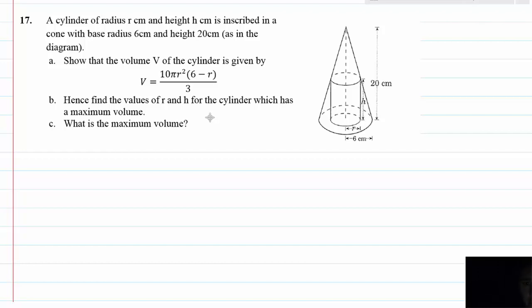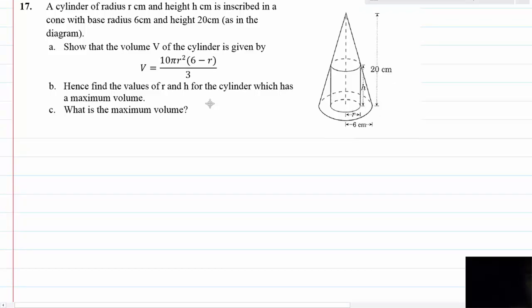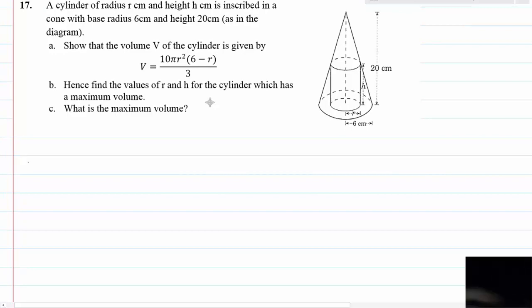Question 17. Now, I believe by doing part A, I might enable you to finish this question, so you're welcome to stop the video at any point and carry on with the question yourself. Otherwise, I'll try and make this reasonably quick, so stop, pause, rewind as you see fit. So question 17 is about a cylinder inscribed inside a cone.